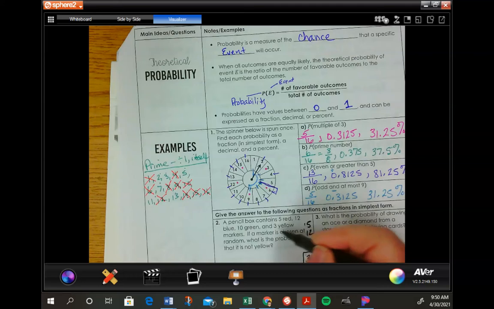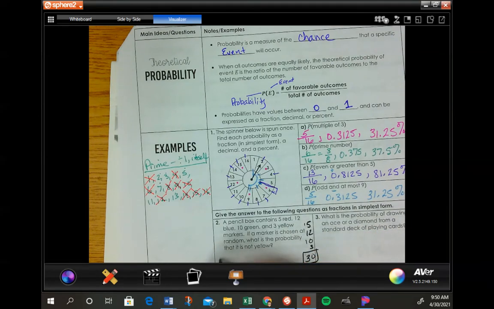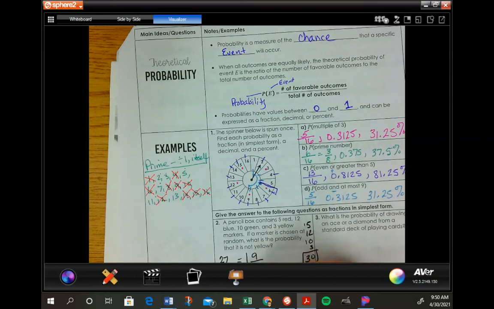And I want to choose a marker that is not yellow. How many are not yellow? Let's see, 3 are yellow, so 30 minus 3 is 27. So how do I get that reduced? I put it in my calculator and I get 9 out of 10. There's my fraction.